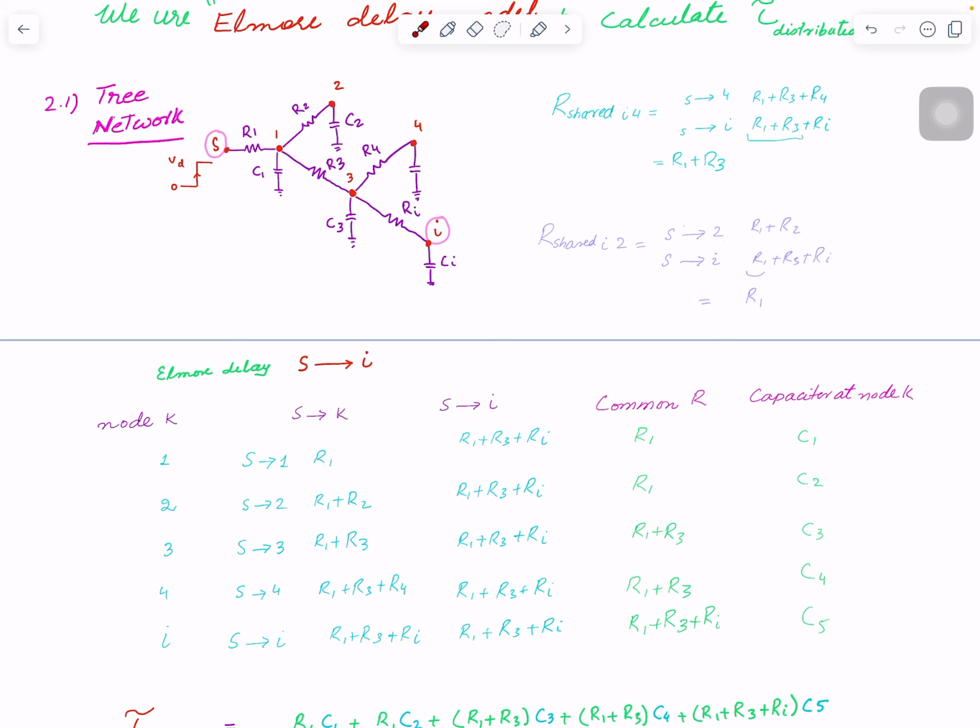So between S and this node, you need to consider all the nodes. Let's look at the first node. From source to 1, you have only R1. Source to 2, you have R1, R2. Source to 3, you have R1 plus R3. To 4, you have R1, R3, R4.